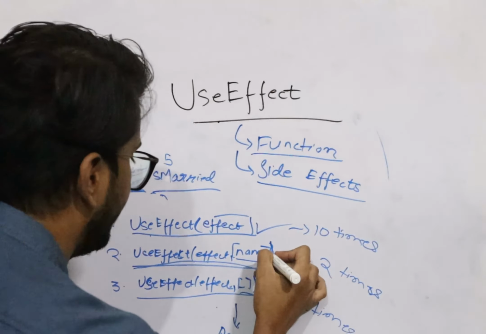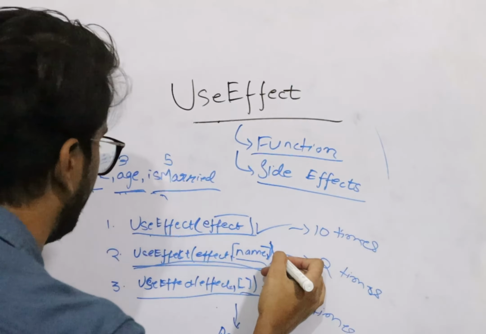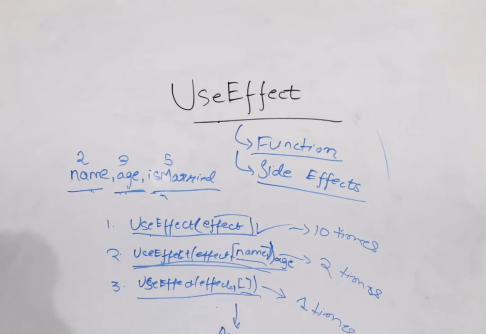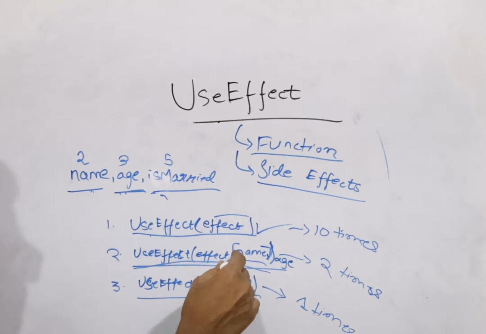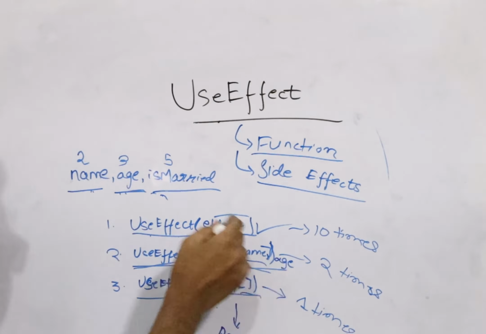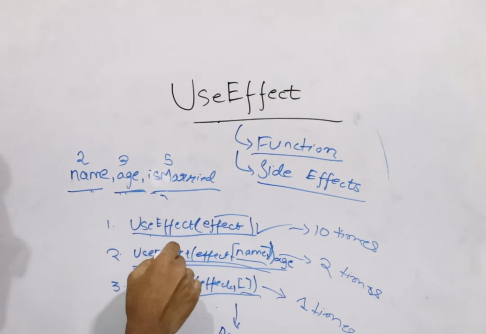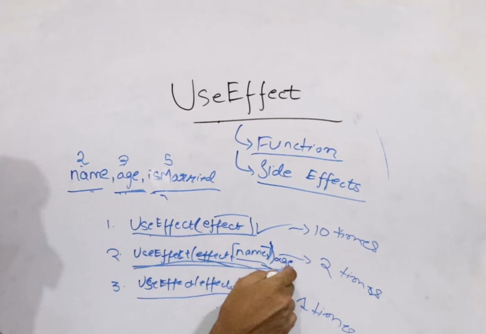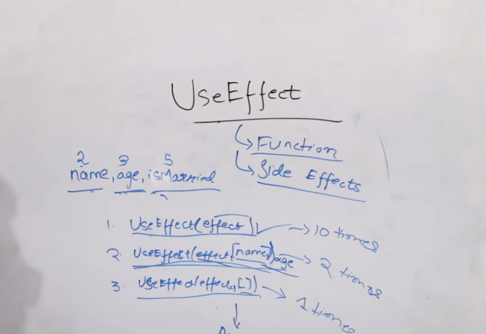Suppose we had two dependency array items here, like name and age. What will happen is, you can guess, when name or age changes, then this will run the effect, which means 2 plus 3, 5 times, if we have name and age in the dependency array. So this was the useEffect hook in React, how to create it and why to use it.